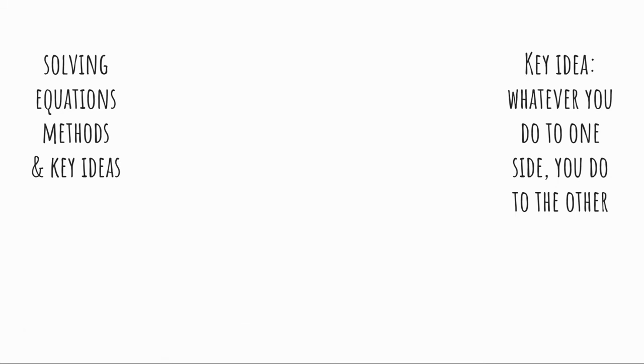So if we add a number to the left side, we add it to the right side. If we divide by one number on the right, we do it on the left. And gradually, we're going to be isolating the variable that we want to solve the equation for.